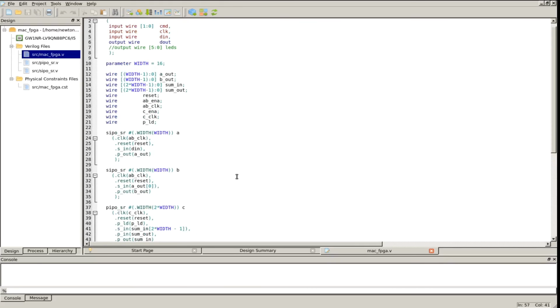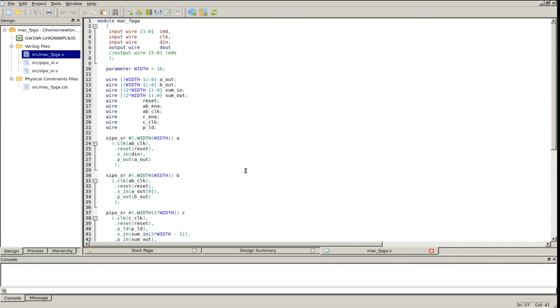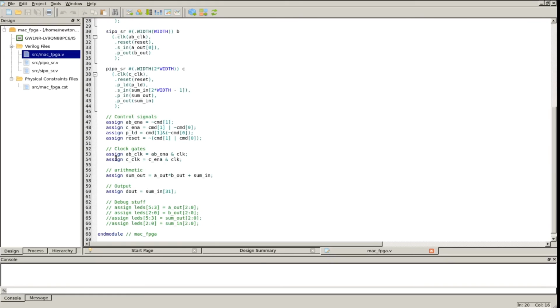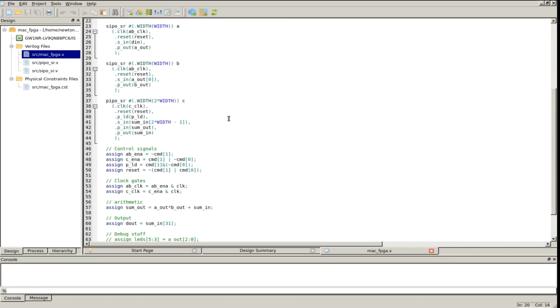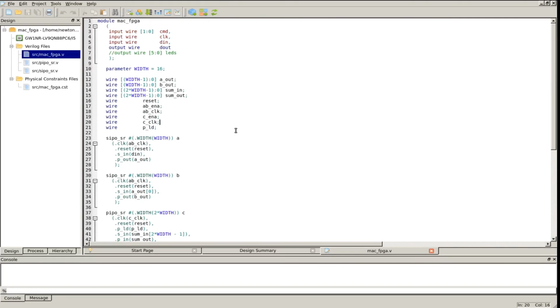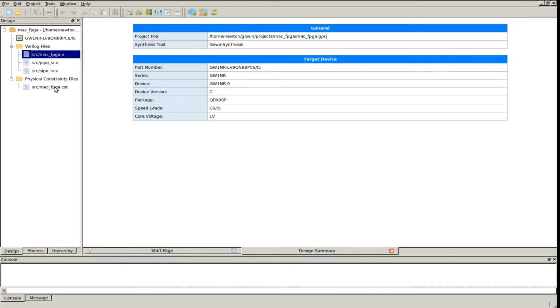And the last thing to look at is just in general how things are wired up. To do that, you can declare wires in the Verilog and then just use them in these assigns or in the associations that are created in the module instantiations. So that's how the top level module works. It's actually pretty simple. And now a quick look at the constraints file.